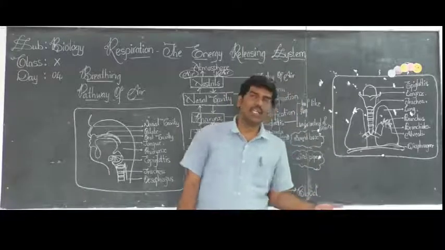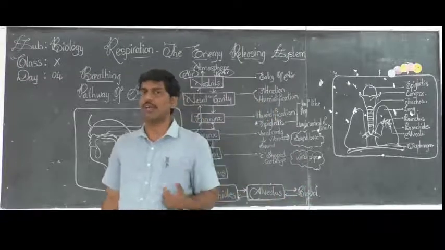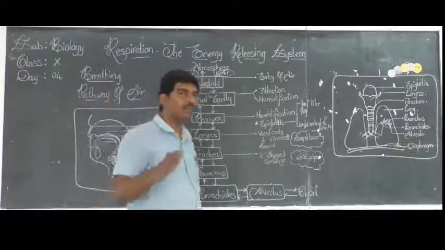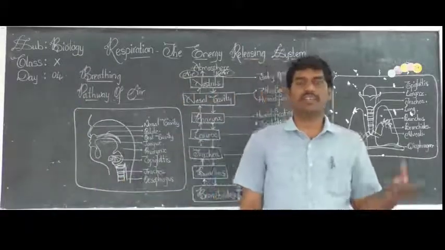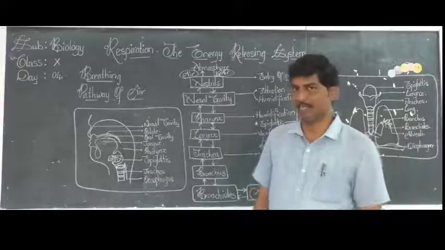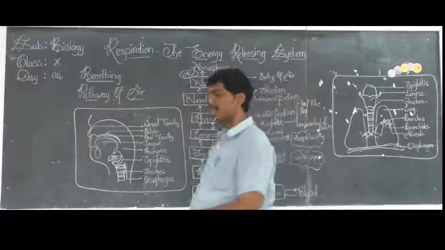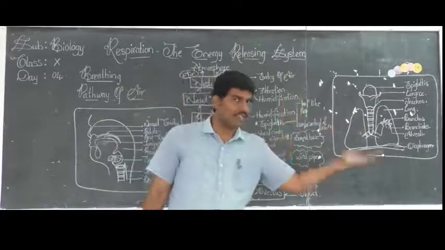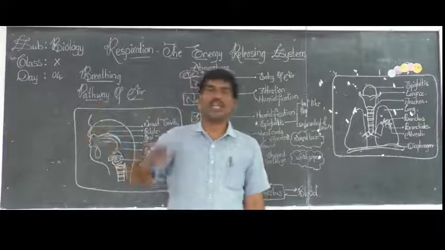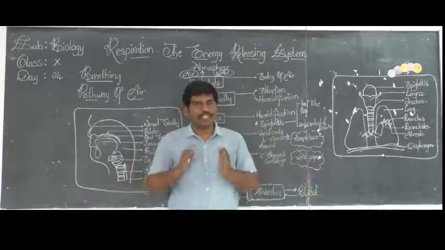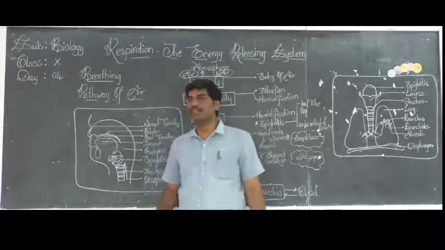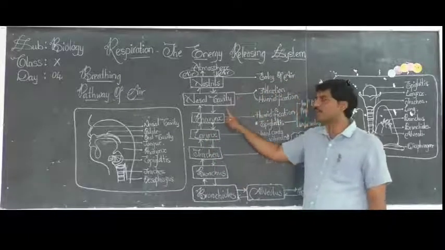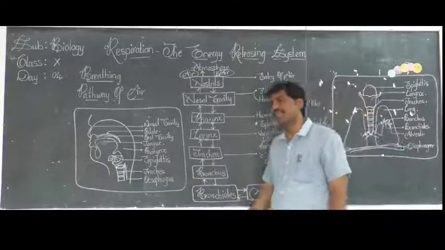Look, the air that is being taken into our body should be adjusted to our body temperature. For example, during the summer season the air is extremely hot, whereas during the winter season the air is extremely cool. Now, the hot air in the summer season and similarly the cold air in the winter season should be adjusted to our body temperature.